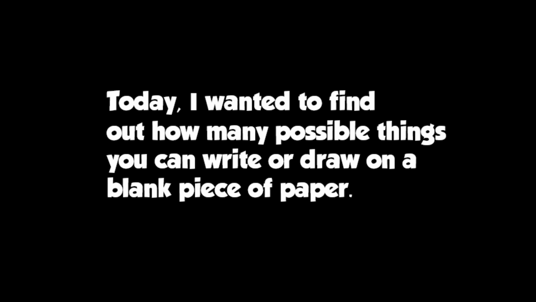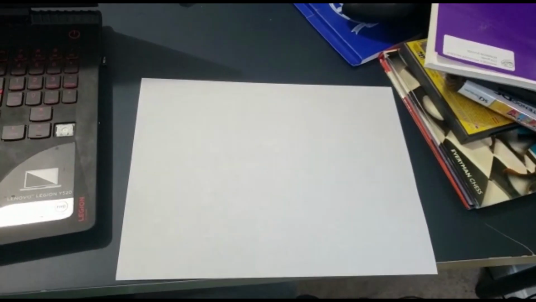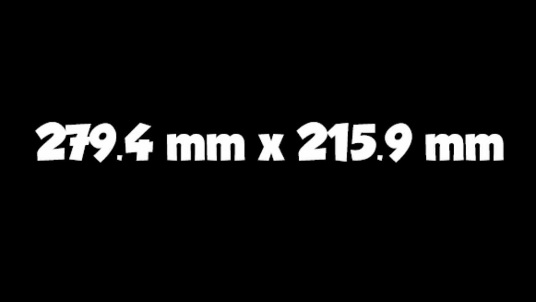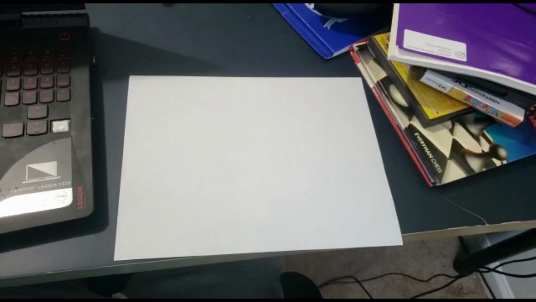Today, I wanted to find out how many possible things you can write or draw on a blank piece of paper. I used, for my calculations, a standard piece of printing paper, 11 inches by 8.5 inches. Since I wanted to do my final calculations in millimeters, the paper is now 279.4 millimeters by 215.9 millimeters.